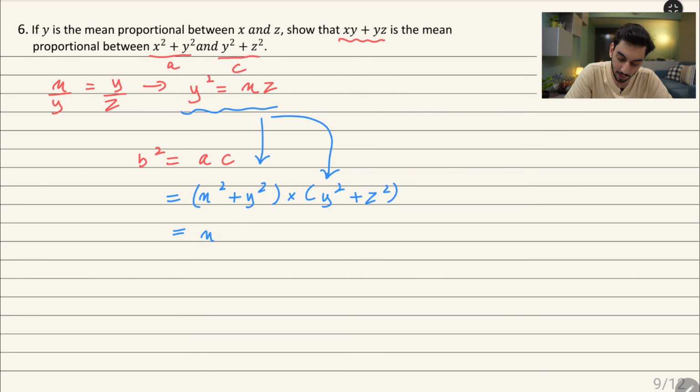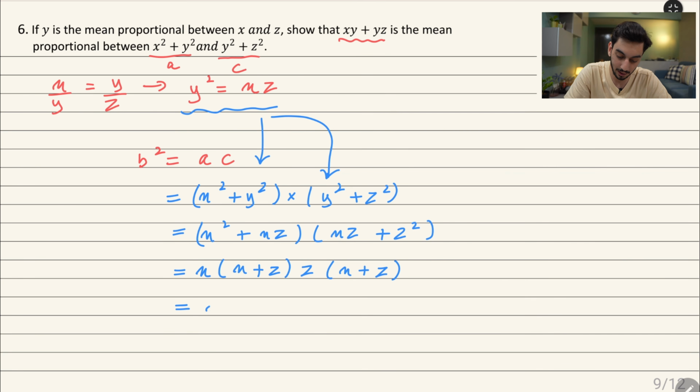Okay, so this thing becomes x square plus, instead of y square I'll write xz, and then in the other bracket instead of y square I'll write xz plus z square. Okay, can I just factor out an x from the first bracket? So it becomes x plus z. I can factor out a z from the second bracket, so it again becomes x plus z in the bracket.